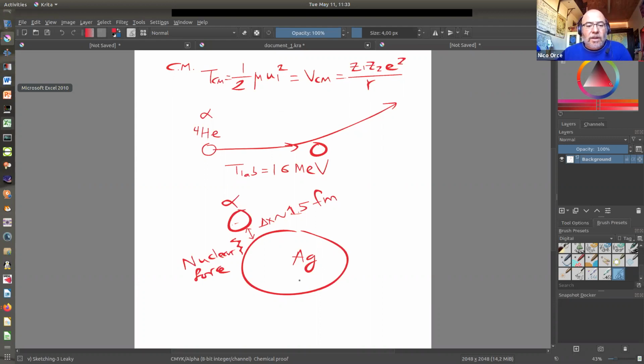R will be the distance between the two centers. And the distance between the two centers, let's call it R, will be equal to the radius of the alpha, or the helium-4, plus the radius of the silver, which is what we want to calculate, plus this delta X, which we call 1.5, is 2, 1.5 or 2. We'll see this later on when we solve the uncertainty principle. But let's assume for the time being that it is 1.5 Fermi. All right. So now with those ingredients, we can determine what is the mu.